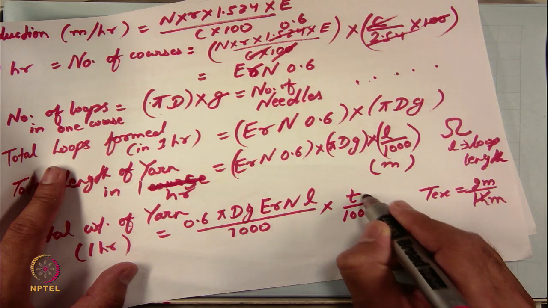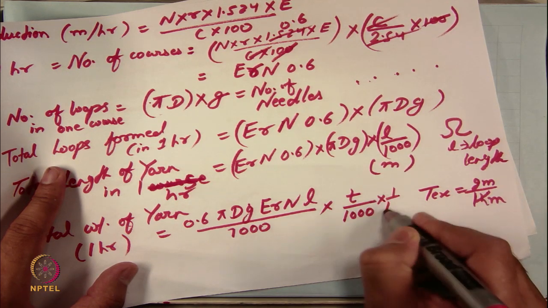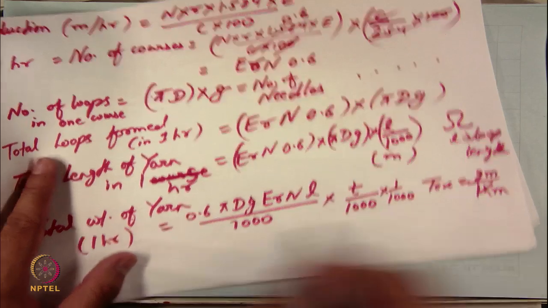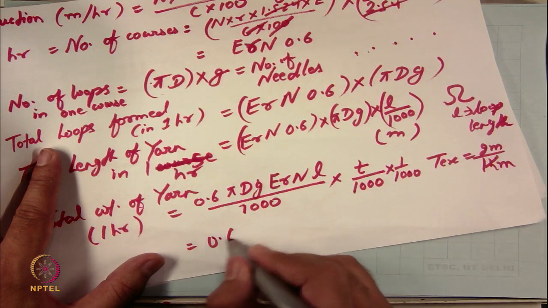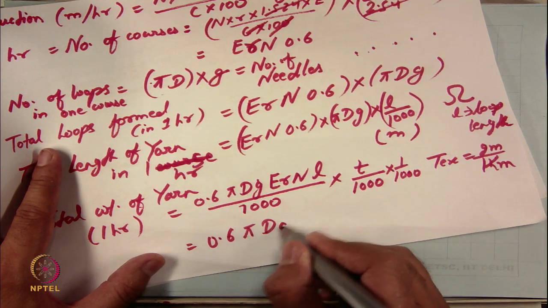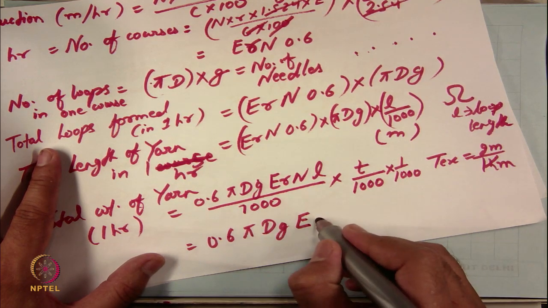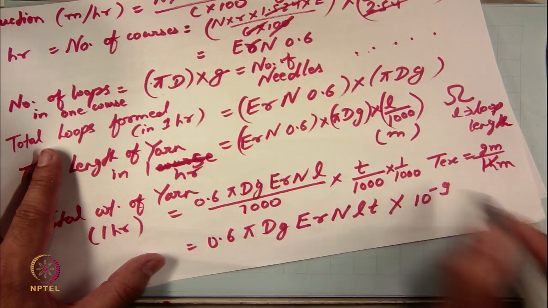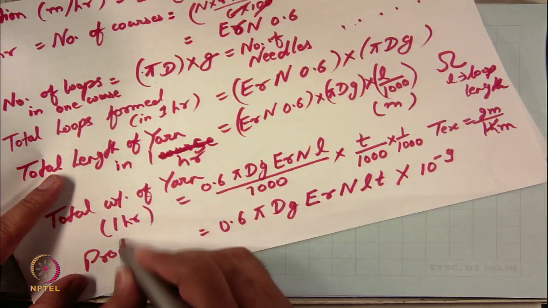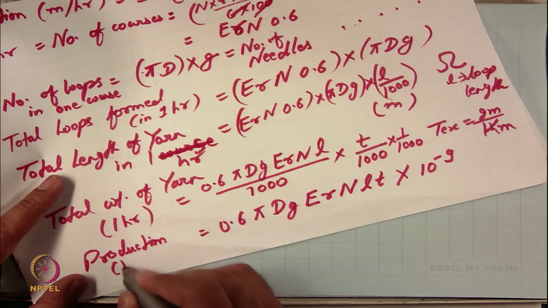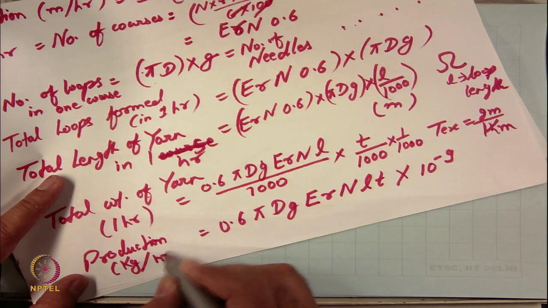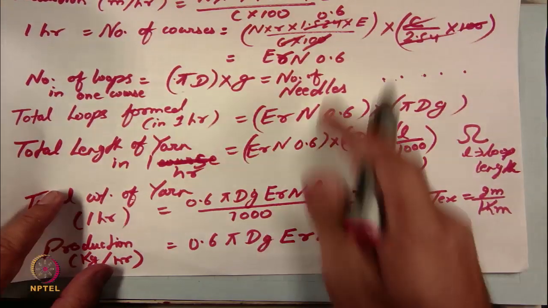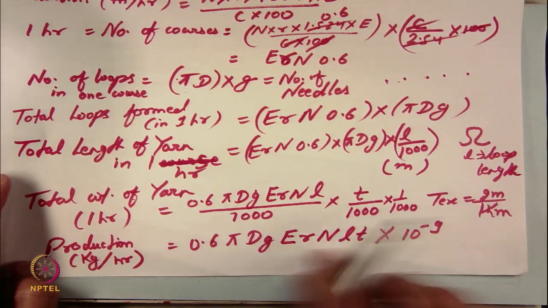1000 meter has this much gram. So, you can convert this gram again into kg. So, if you just multiply with this, you can get the production. So, 0.6 pi d g e r n l t into 10 raised to the power minus 9. So, this is nothing but the production in kg per hour. Although it looks very complicated, if you simply follow the process, you can easily get the values.